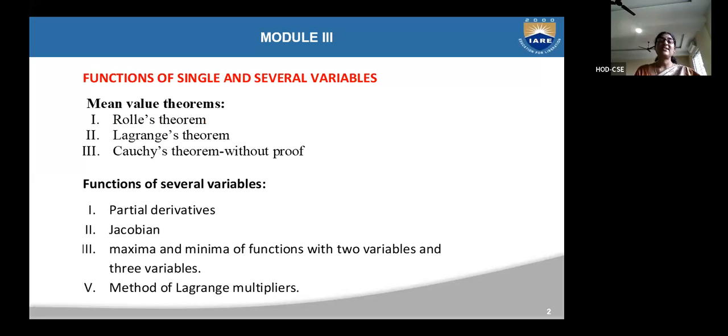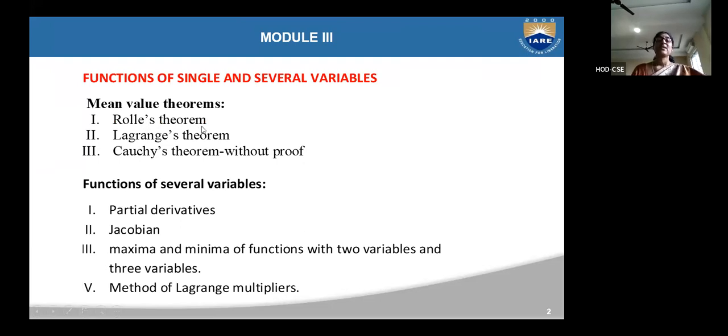In the first part, we have the mean value theorems. Three mean value theorems are there: Rolle's theorem, Lagrange's theorem, and Cauchy's theorem. These are all there without proofs. And for the first two theorems, we have the geometrical interpretation also.